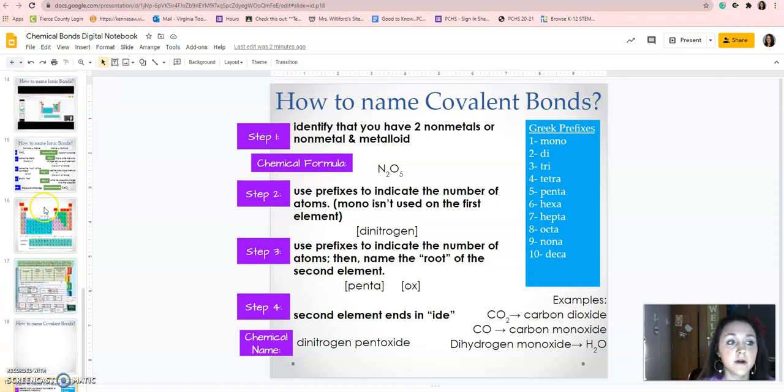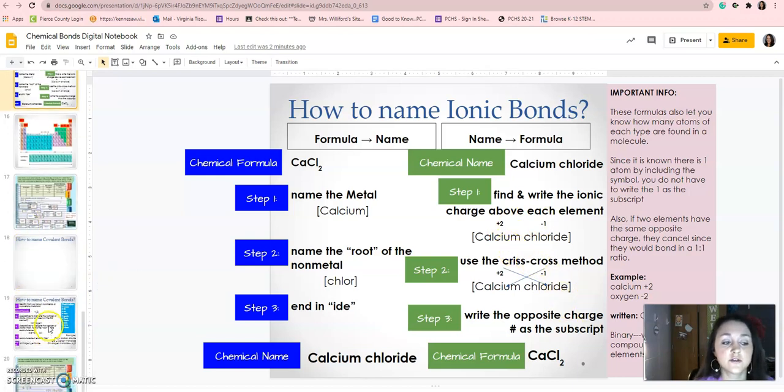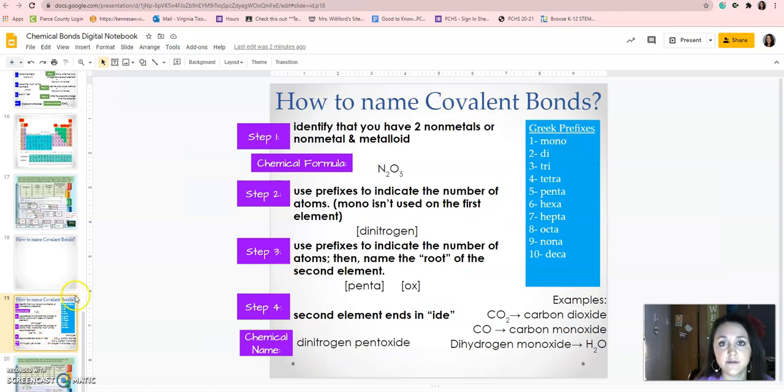Because if you remember, when it's ionic, when we go to name it, we just write the name of the metal, the name of the nonmetal, and put ide on the end. And then in ionic, when we want to find the formula, we have to find the charges for each element and switch them, transfer them, just like their electrons are transferred. Covalent is a little bit different.